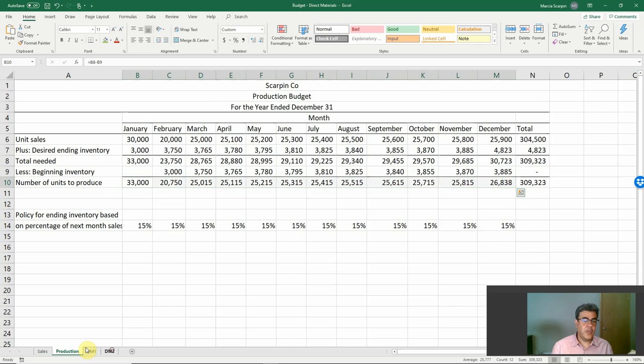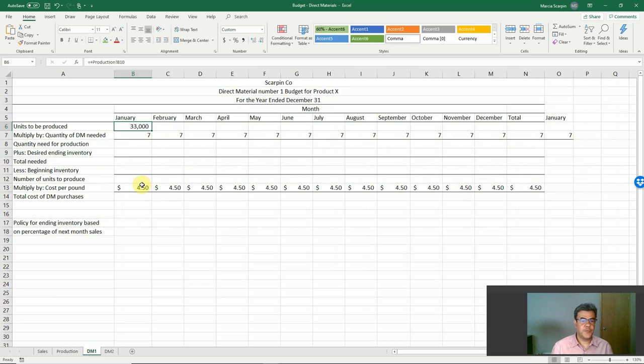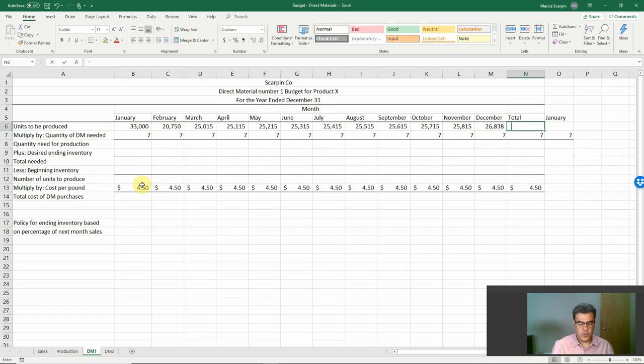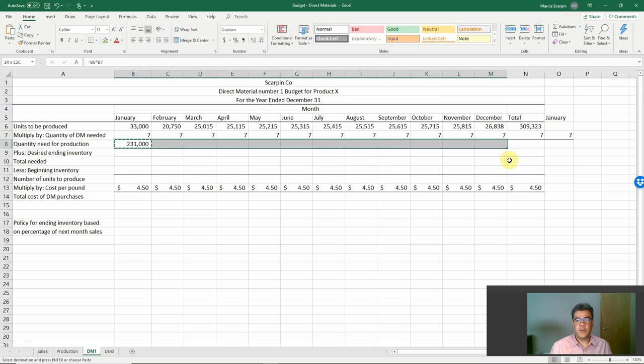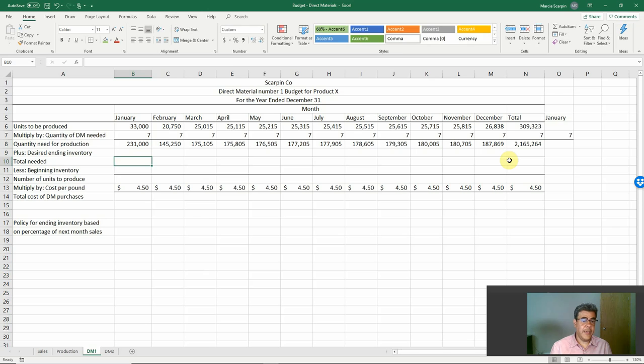Let's go here, January, units to produce, and we copy and paste it until December. And our total is the sum of our units. How many units of direct materials, for instance, how many pounds of direct material number one do we need to produce one product X? For instance, 7. So what do we need for production? It will be 33 times 7. So we need 231,000 pounds of these direct materials. Here, copy and paste until December. And each pound costs 4.5. We will be working with that later.